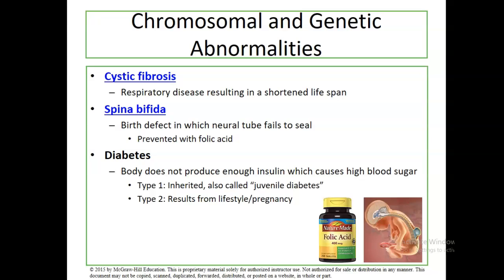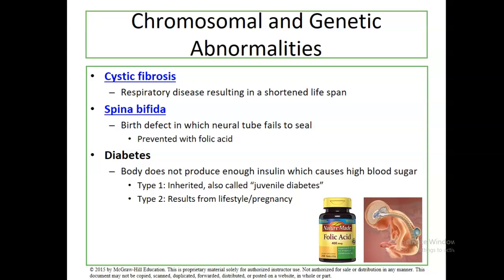Cystic fibrosis is a genetic abnormality that is a respiratory issue. It basically results in lots of mucus buildup. There are certain treatments that are available, which are indicated in the video provided. It results in a shortened lifespan as well as respiratory issues.